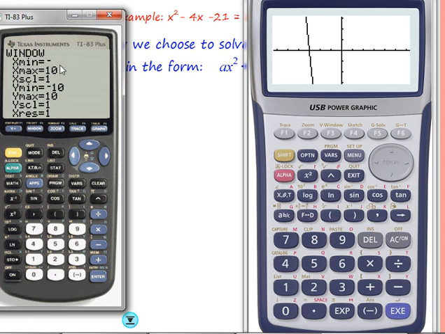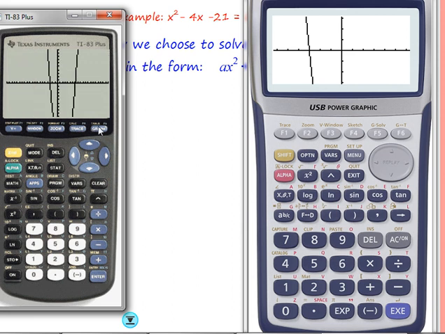So if we wanted this to be negative 20 and then this to be positive 20, you can play with the view window and then hit graph, and now I can see more of it. You can play with the view window all you want. A lot of times the standard view window is enough, or you might have to enlarge it a little bit.